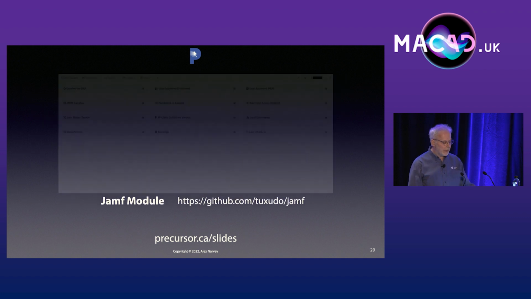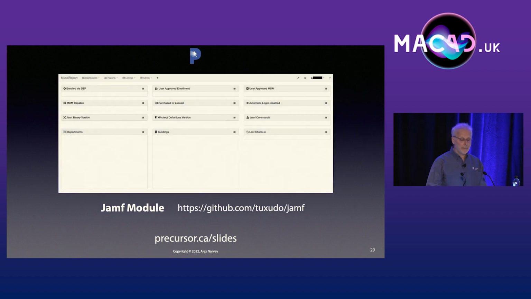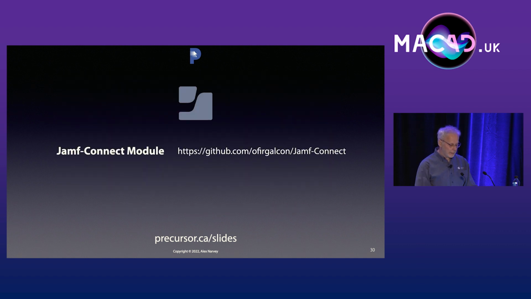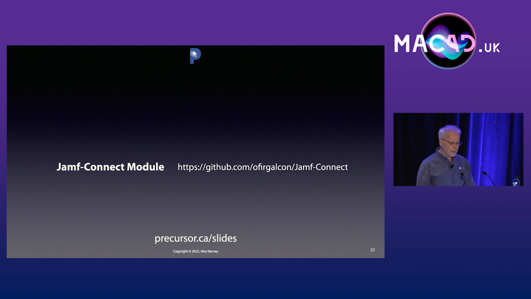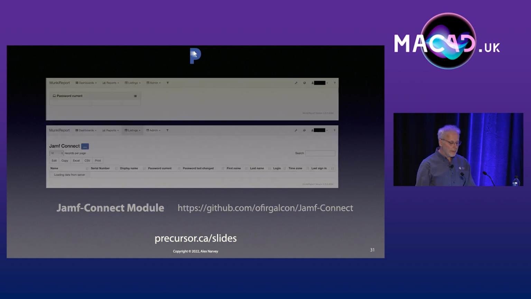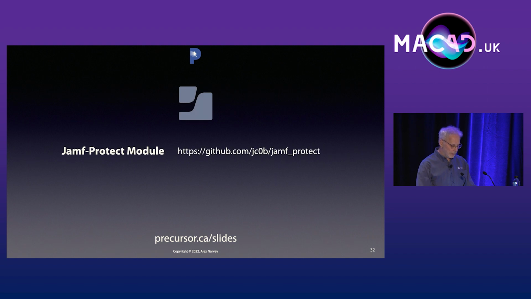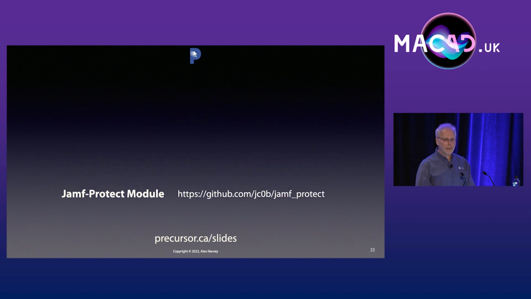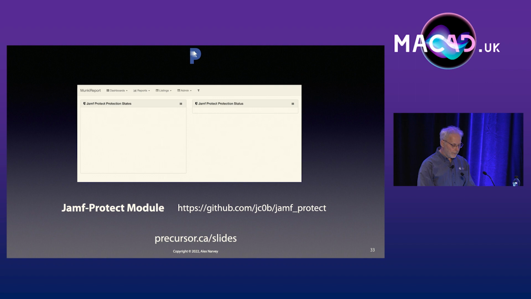Here's the main Jamf module with widgets for enrollment type, purchased or leased, automatic login, the Jamf binary, Jamf commands, departments, buildings, and more. And there's a module for Jamf Connect. It shows you the current password status with a lot of detail. And finally, there's a Jamf Protect module. It shows the Jamf protection status and states.